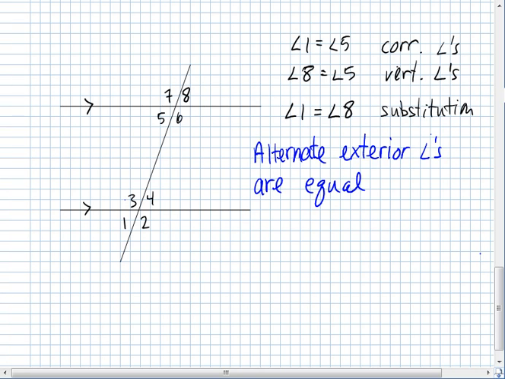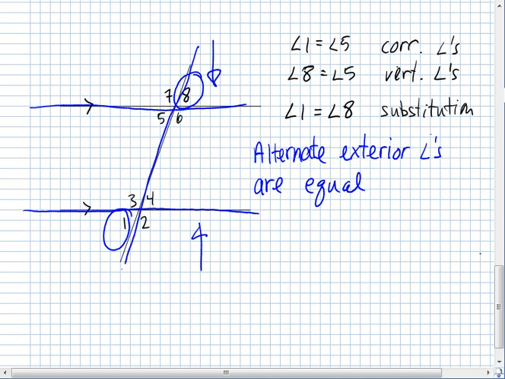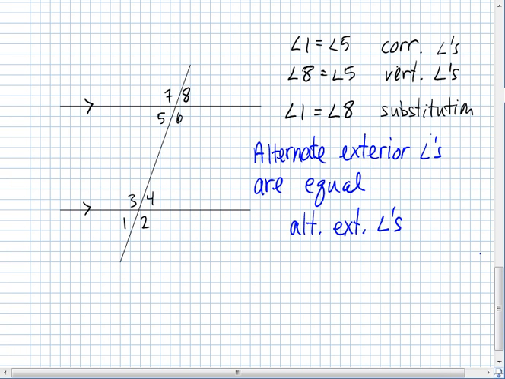I'm calling these alternate exterior angles because here is the one parallel line, there's the other one. The angles I'm talking about are on the exterior of those, in other words, on the outside of those parallel lines, and alternate because they're on alternate sides, different sides of the transversal. This is the transversal right there. And so I might abbreviate that as alt. ext. angles like that. Alternate exterior angles are equal. Okay, so I can use that now because I've already proven it. I can use it in future proofs if I need to.